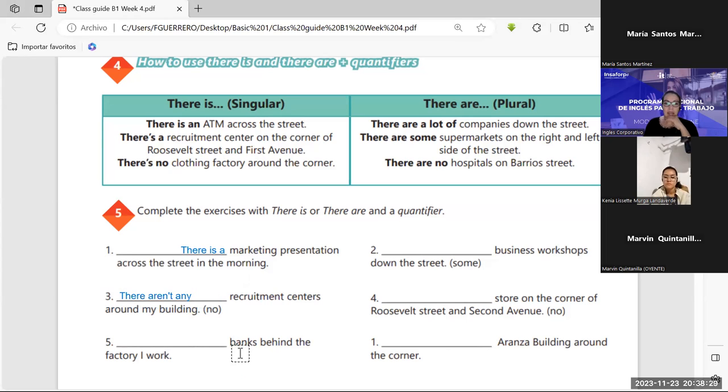There aren't any recruitment centers around my building.